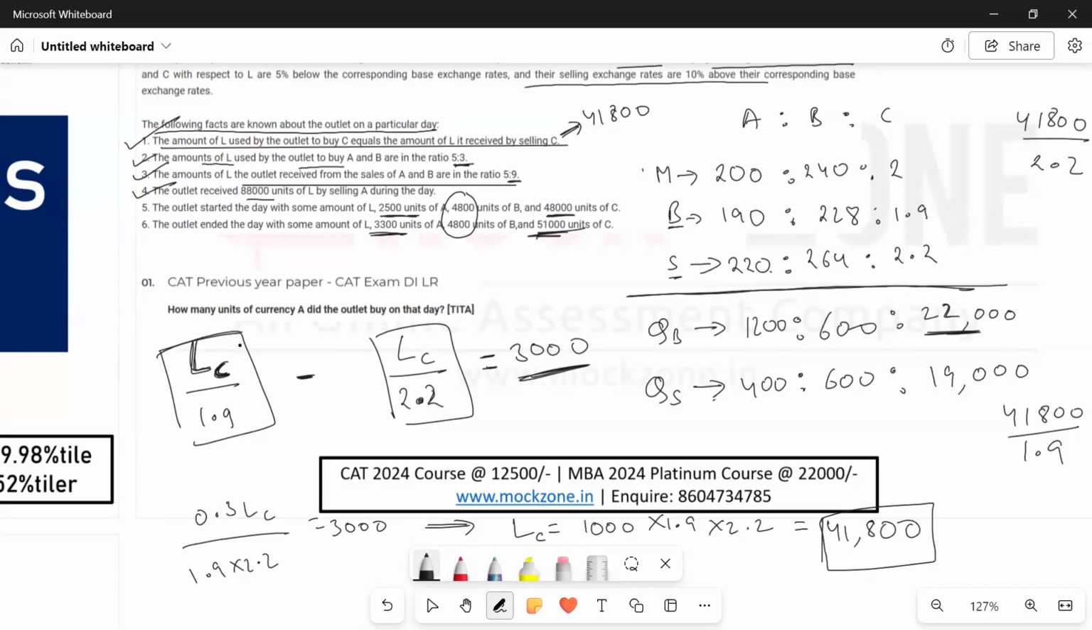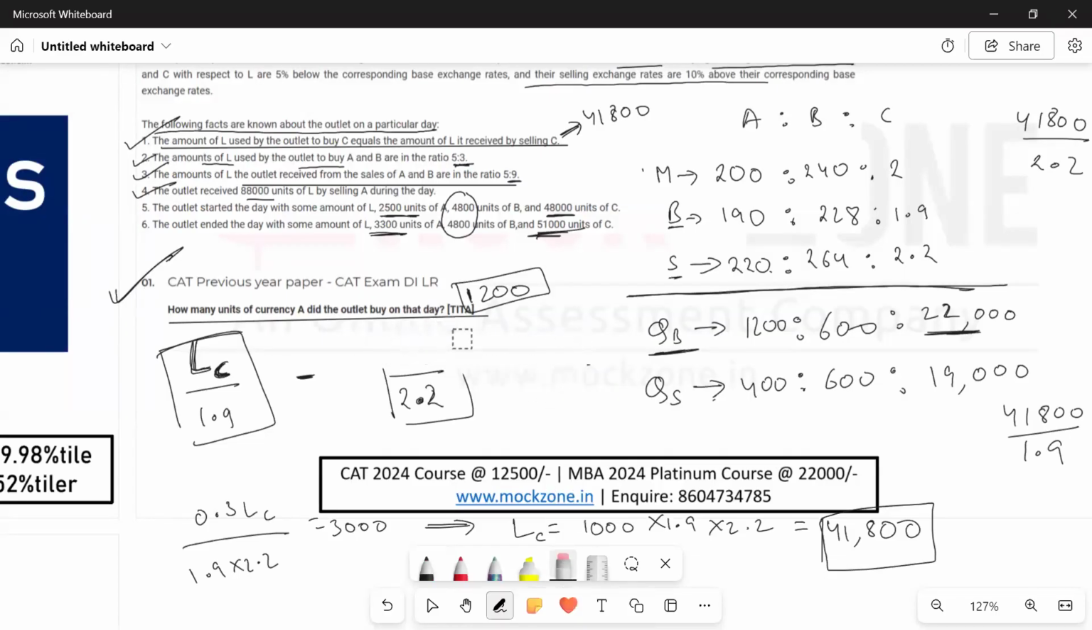Now coming to the questions. The question says, how many units of currency A did the outlet buy on that day? How many units of currency A were bought? Quantity bought of A is how much? 1200. So what's the answer for this? 1200. If you have done this much, then answering the questions now is super easy. Let's look at the next question.